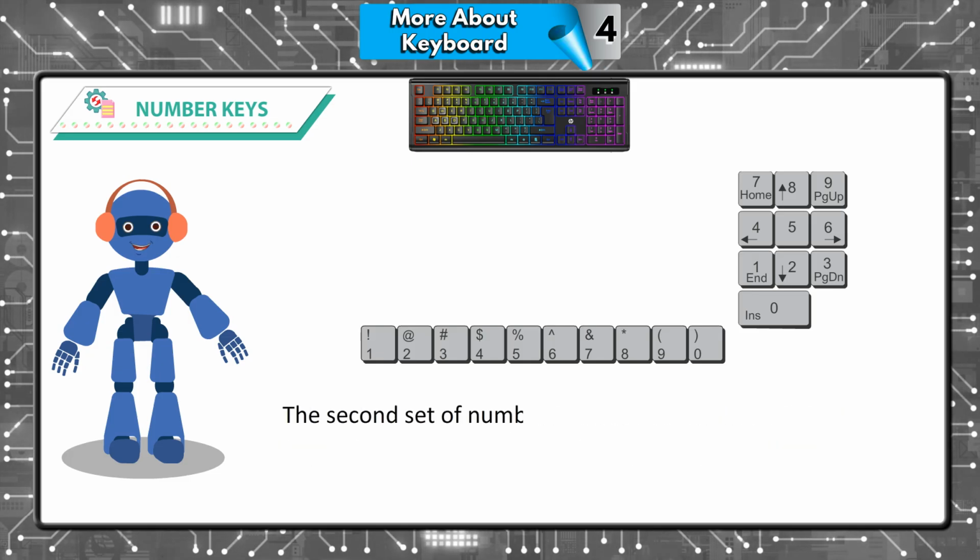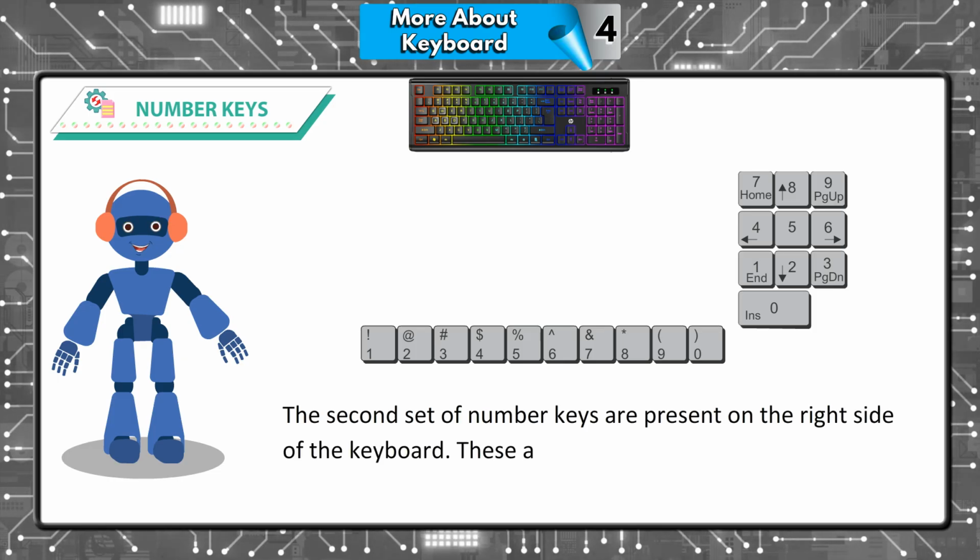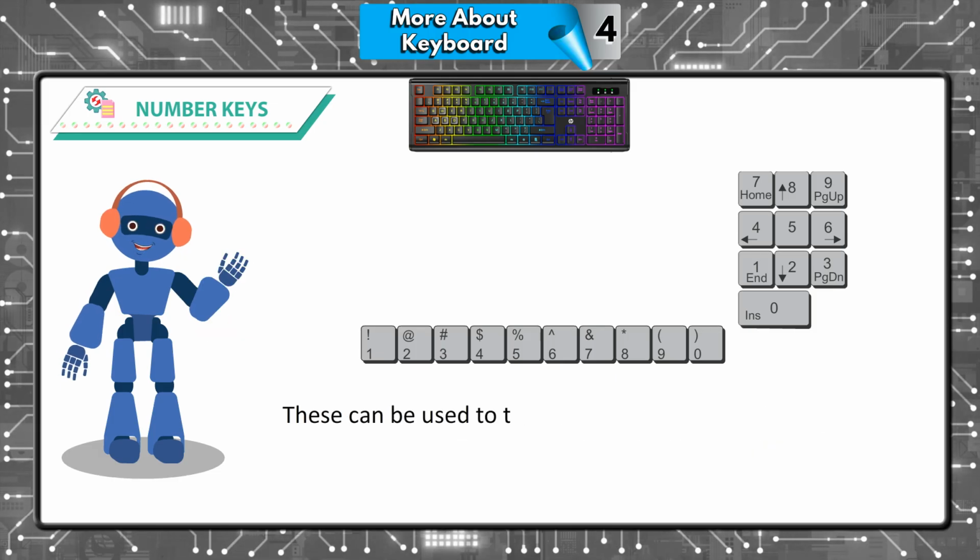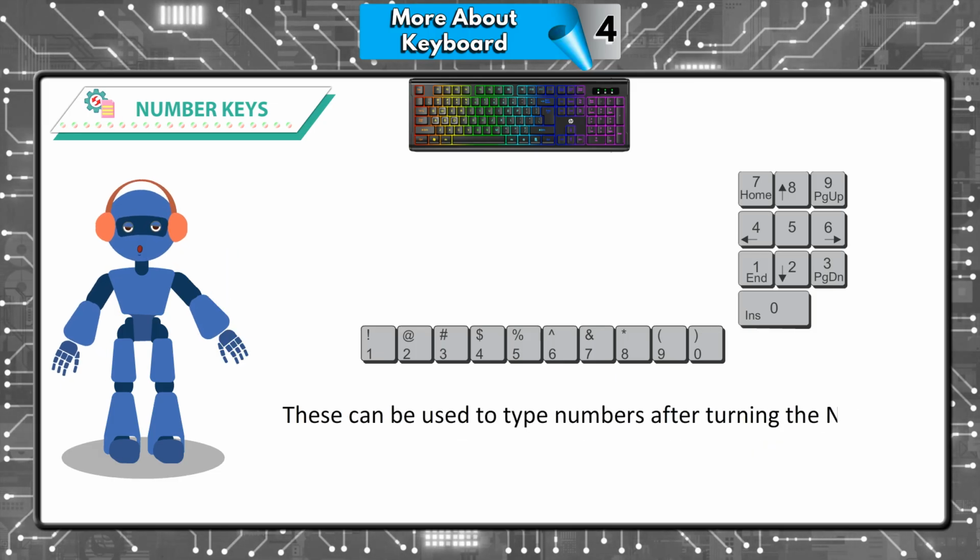The second set of number keys is present on the right side of the keyboard. These are called the number keypad. These can be used to type numbers after turning the numlock key on.